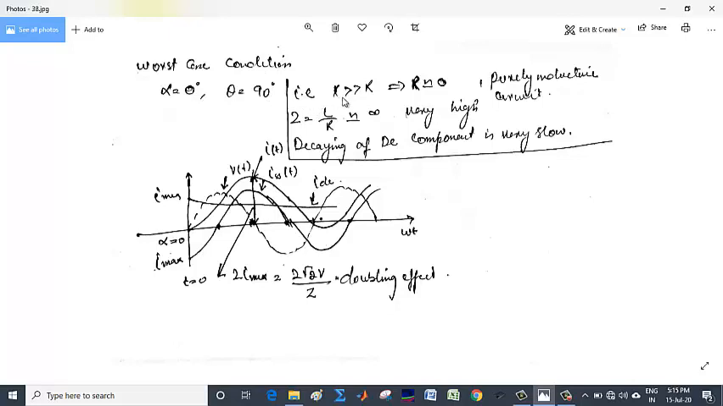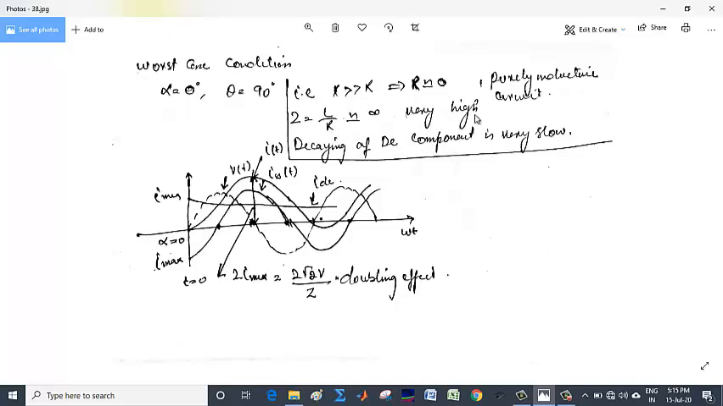That is, X is greater than R, which implies R is almost equal to 0. We can say that it is a purely inductive circuit. In this case, tau will be equal to L by R. Since R is very close to 0, tau will be very high. You can see when R is equal to 0, tau is infinite. Very high means it will take a lot of time to decay.